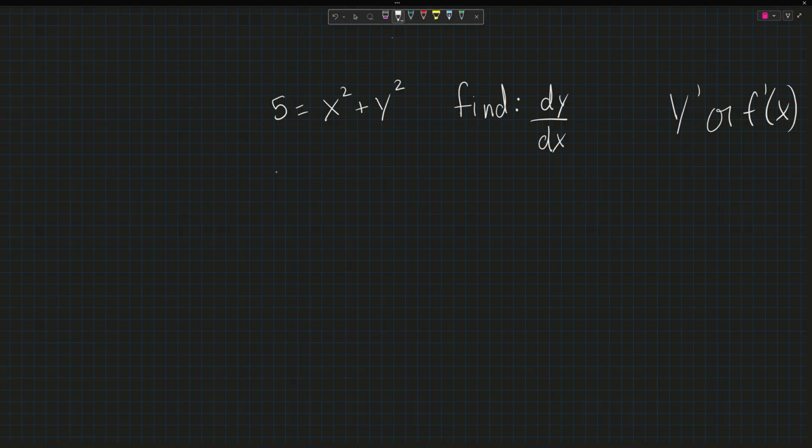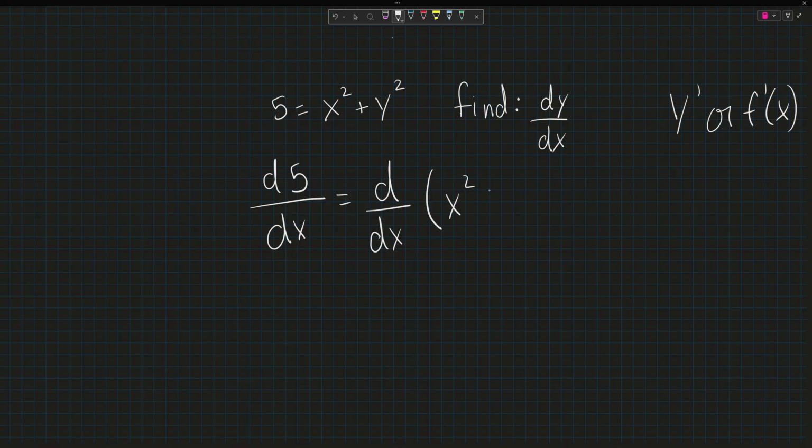So when you do something like this, it's important to understand that dy over dx means derivative of y with respect to x. So you're going to do the same on both sides. You're going to take the derivative with respect to x. So d, you don't get y yet, over dx. D over dx means derivative. And parentheses x squared plus y squared. And now you solve for the derivative on both sides.